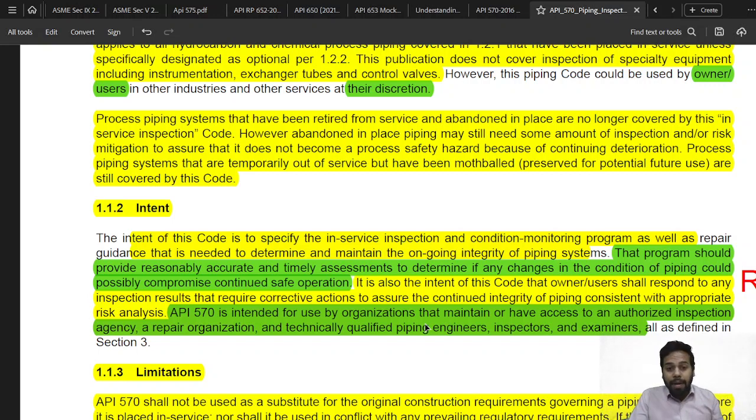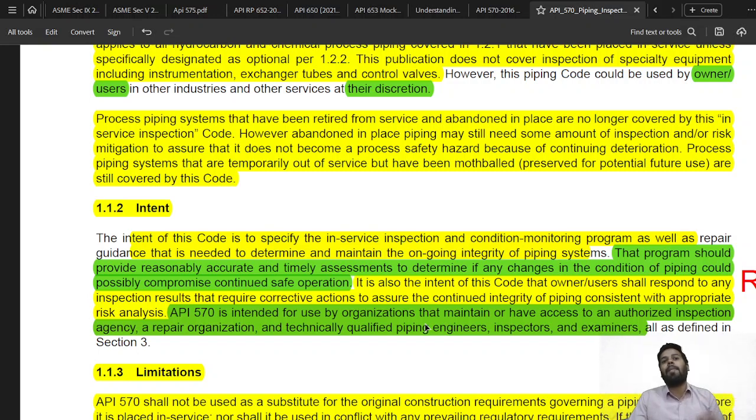However, abandoned in place piping still needs some amount of inspection or risk mitigation to assure that it does not become a process safety hazard because of continuing deterioration. Process piping systems that are temporarily out of service but have been mothballed are still covered by the use of this code. That means if you have some abandoned piping system that you intend to use further in your application, that is covered by this code.